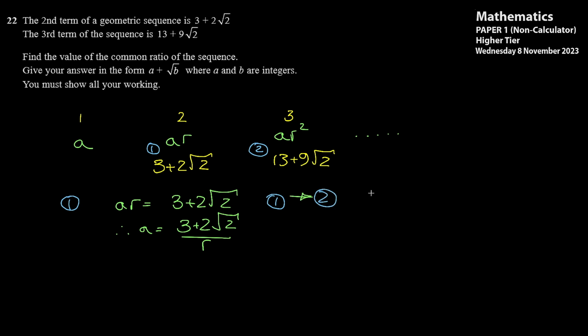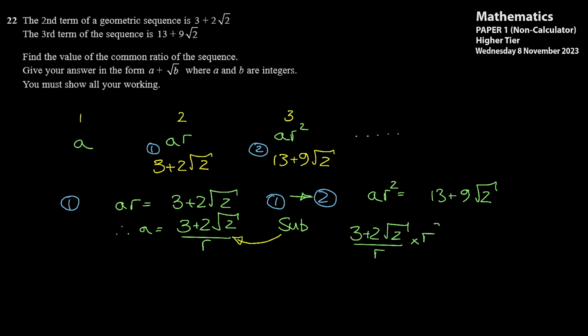But I never wrote equation 2 down, so let me do that first. This is ar squared is equal to 13 plus 9 root 2. And we sub this value for a here. So 3 plus 2 root 2 divided by r, multiplied by r squared, is equal to 13 plus 9 root 2. And the good news is that one of the r's will cancel. So coming down here, r will be equal to this term divided by this term.